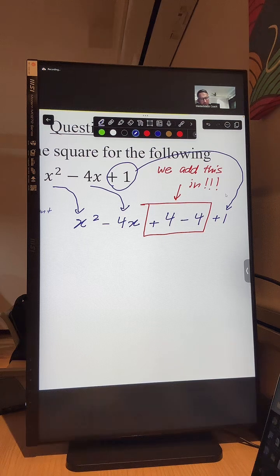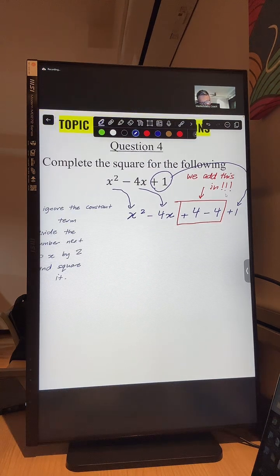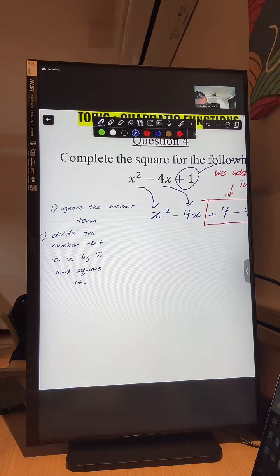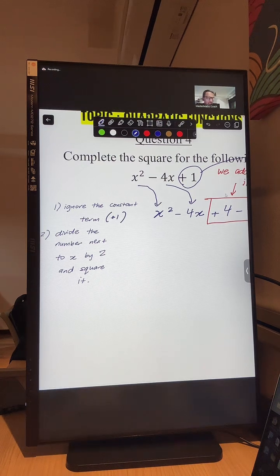Okay, x square minus 4x plus 4 minus 4 plus 1. So step number 1, ignore the constant term. What is the constant term here? The plus 1. Depending on your question, some other questions, the constant term might be plus 5. Some other questions, the constant term might be minus 10. So you see what the constant term is, you ignore.